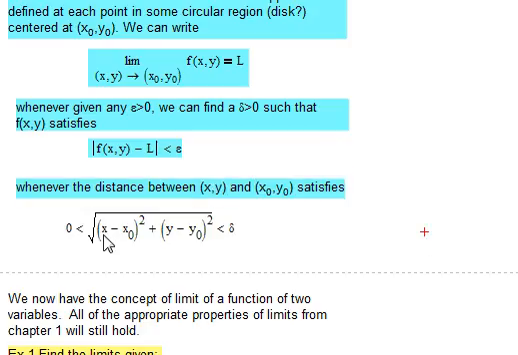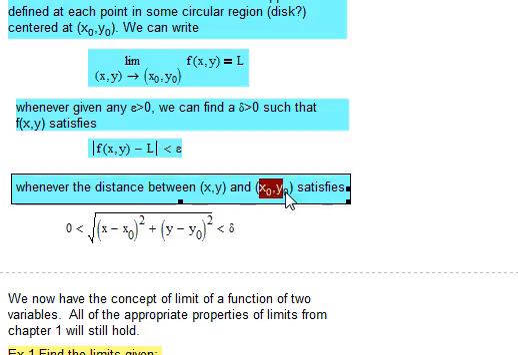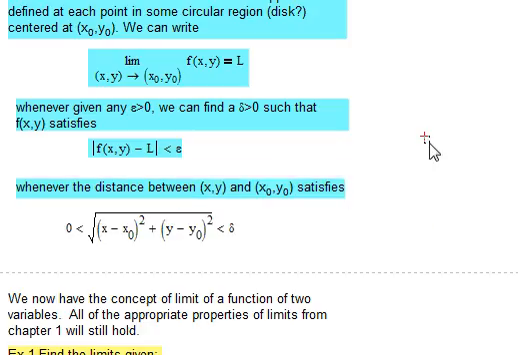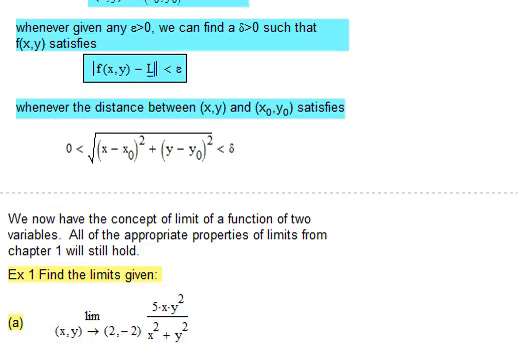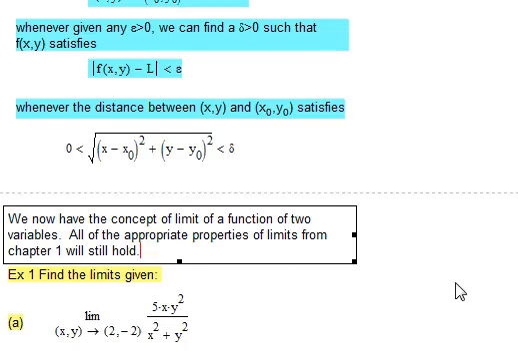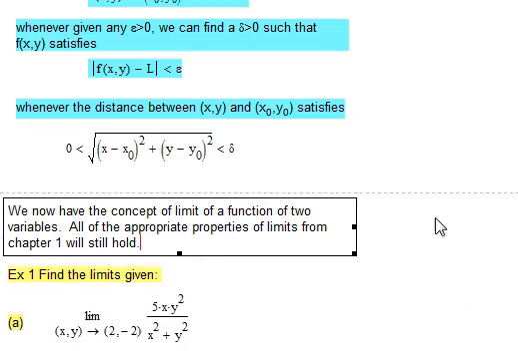So whenever our point (x, y) is arbitrarily close to (x sub 0, y sub 0), then there's a number epsilon, or f of (x, y) is within epsilon units of L. So that's the concept of a limit of a function of two variables, and all the properties of limits from chapter 1 will still hold.